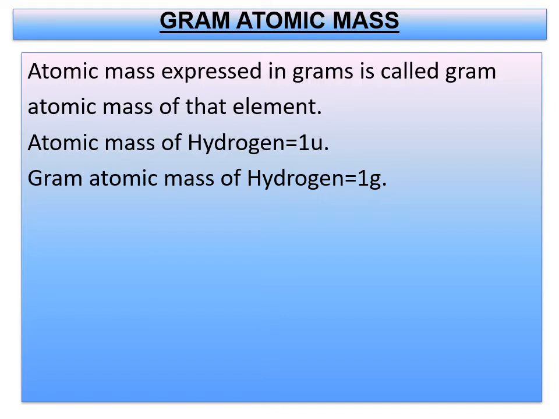One more point to remember: the amount of an element having mass equal to its gram atomic mass is called a gram atom, or g atom, of that element. So 1 gram atom of hydrogen consists of 1 g, and 1 gram atom of oxygen consists of 16 g. With carbon, the atomic mass is 12, so 1 gram atom of carbon gives you 12 g. Like that you can convert the atomic masses of different elements into gram atomic mass.